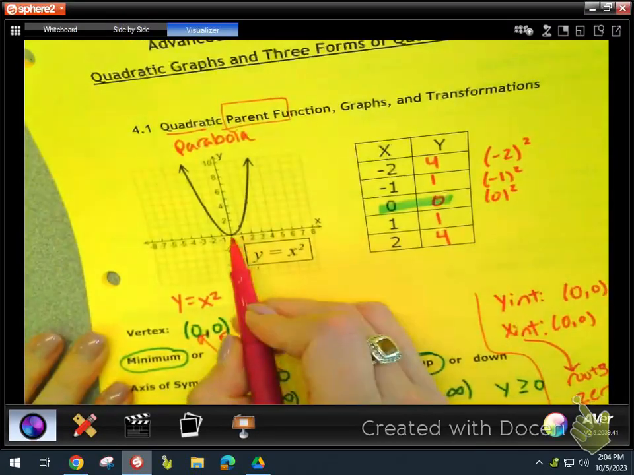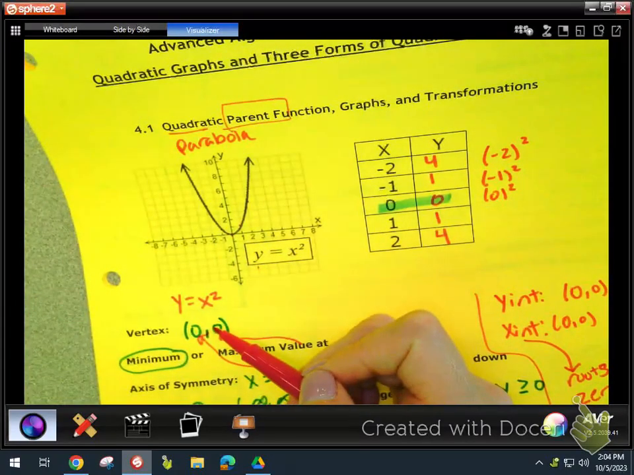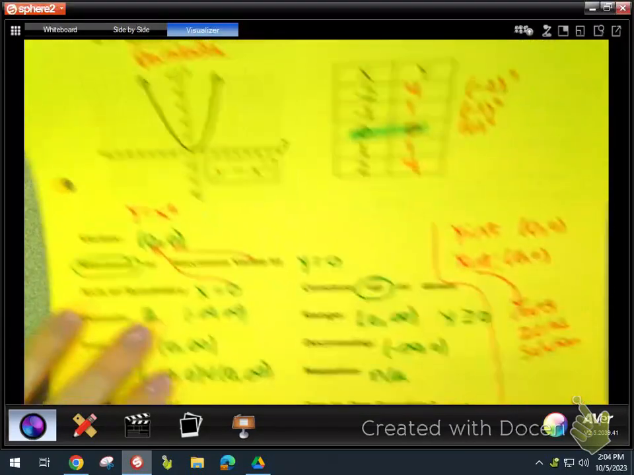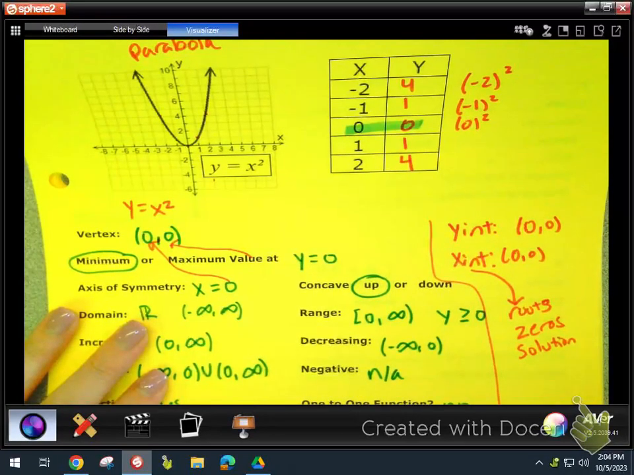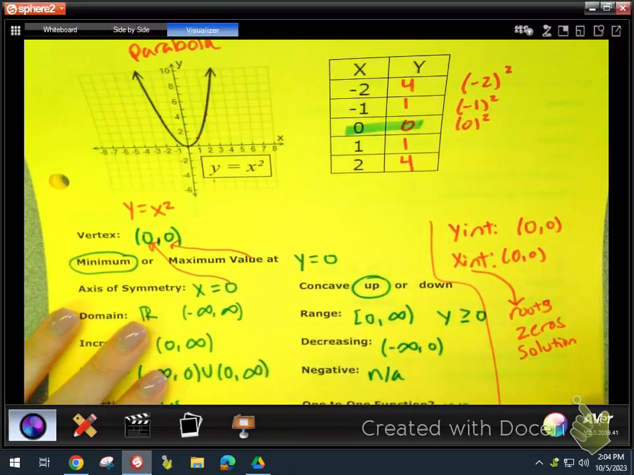Okay? The parent function only has 1. That happens when that root is your vertex. A lot of times you have 2. There are cases when you can have none. We'll get into that more later. Okay?